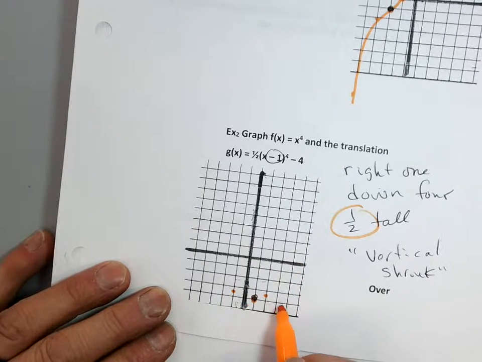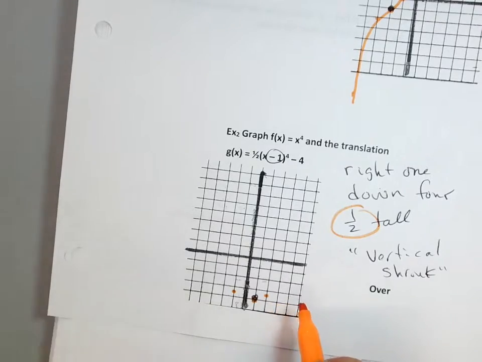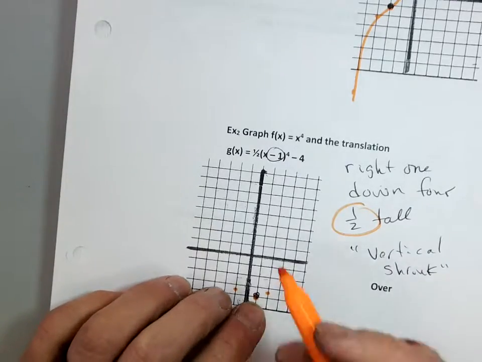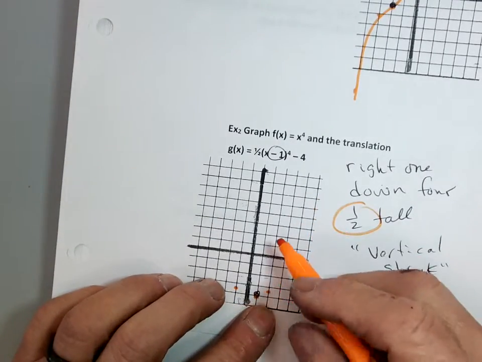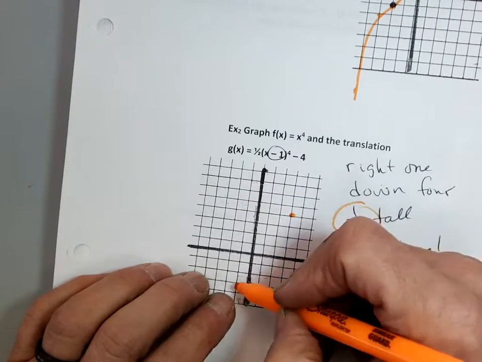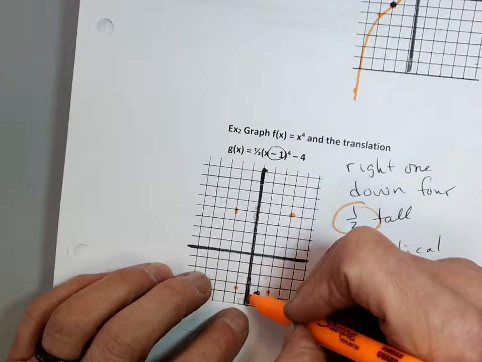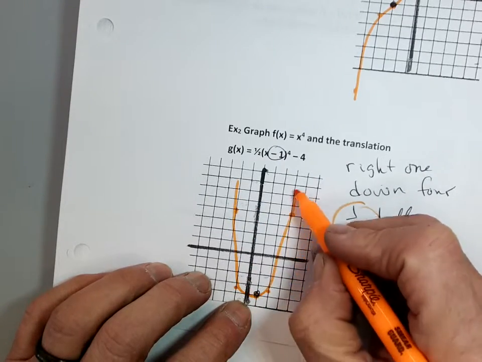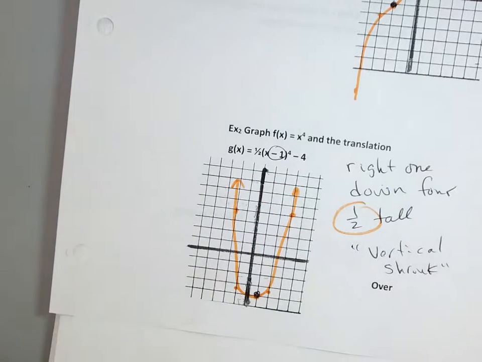I'm going to go over 2, and normally I'd go up 16, right? Because 2 to the 4th power is 16. But I'm going to go half of that. So instead of going up 16, I'm just going to go up 8. So I'm going to go 1, 2, 3, 4, 5, 6, 7, 8. And that's enough of it. I don't need any more of it because it's not going to fit. Okay?